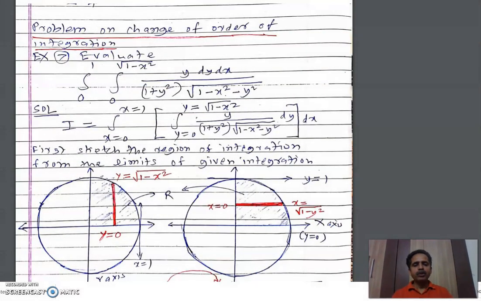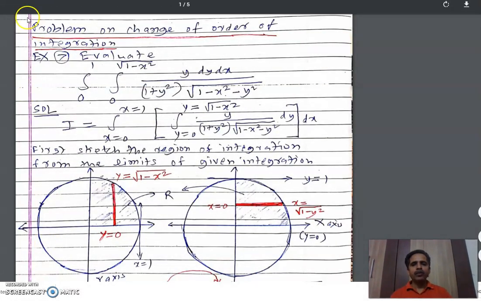In first two videos we have seen evaluation of double integration when limits are given and evaluation of double integration when region of integration is given. Today we will take the problems on change of the order.